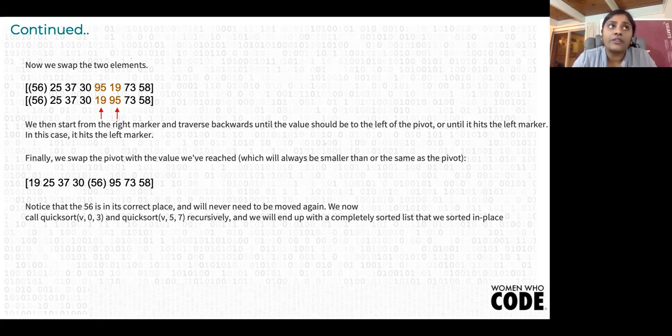So now what we have to do is the same thing that we did for the left array and for the right half. We call quick sort from index 0 to 3, then we call quick sort from index 5 to 7. Once we do that, we'll end up with the sorted array.